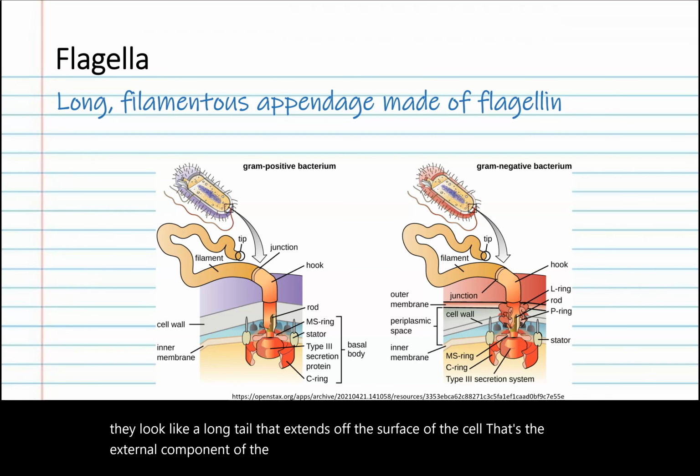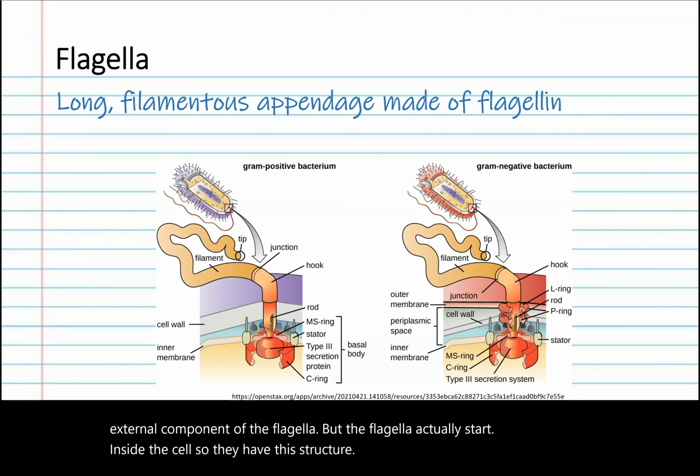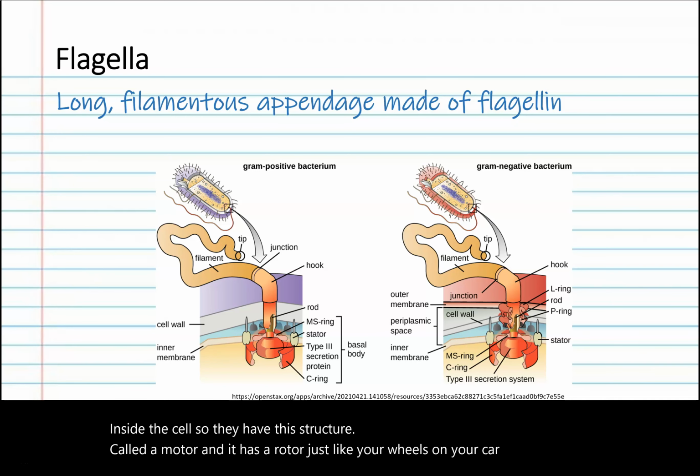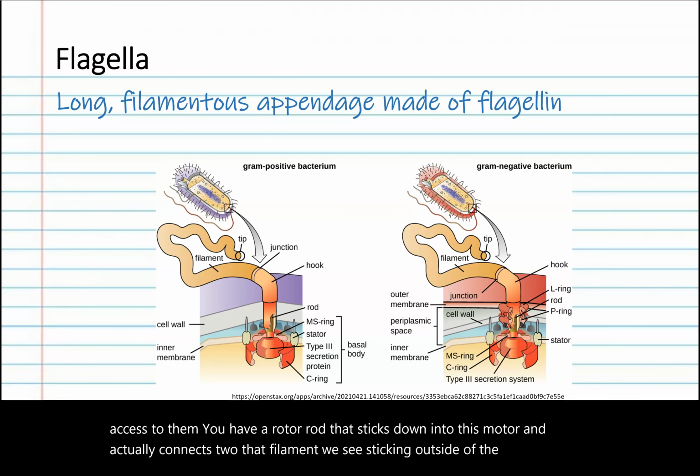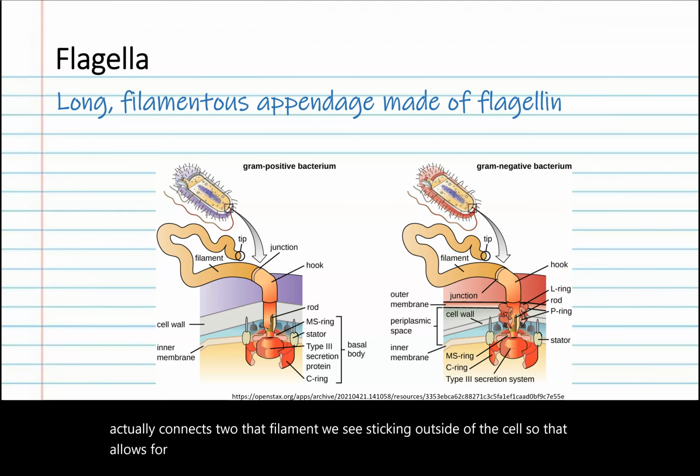But the flagella actually start inside the cell. So they have this structure called a motor, and it has a rotor, just like the wheels on your car have an axle to them. You have a rotor rod that sticks down into this motor and actually connects to that filament we see sticking outside of the cell. So that allows the cell to move this flagella according to different stimuli, different signals that a bacterium might be following.